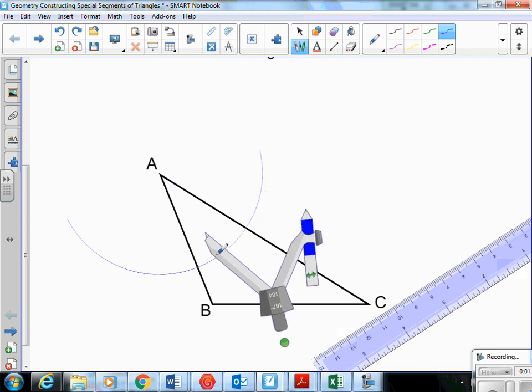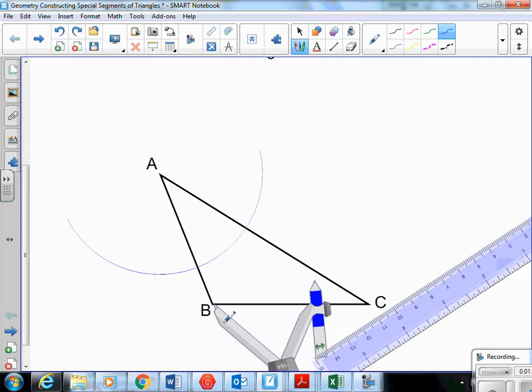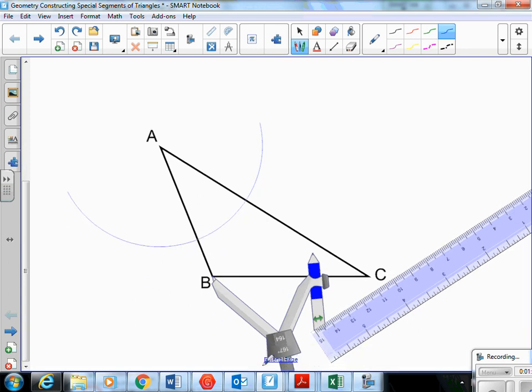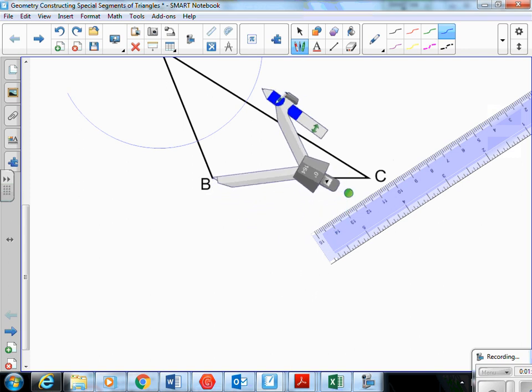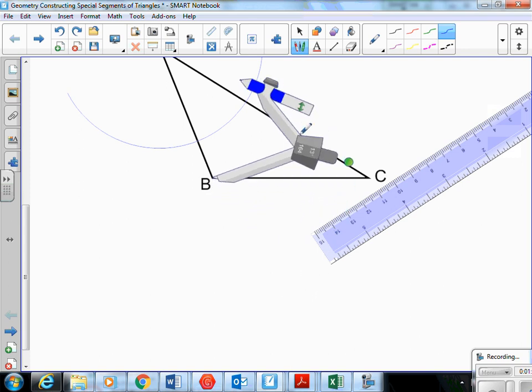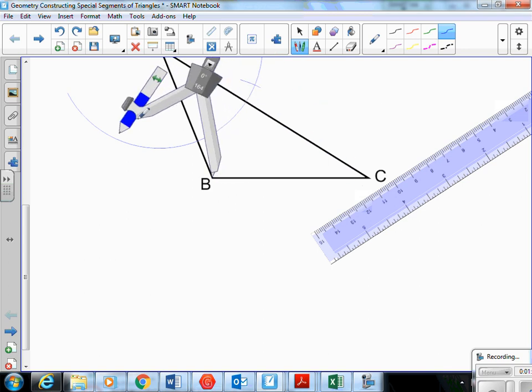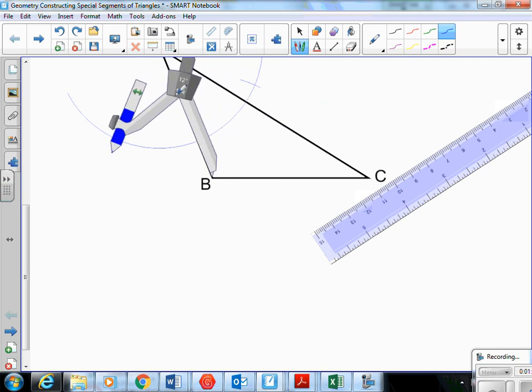Then we maintain the same compass setting. Move our compass point down here to point B. And I'm just going to mark where it's going to intersect. I'm not going to draw the whole arc for this section. So there's that intersection, and over here the other intersection.